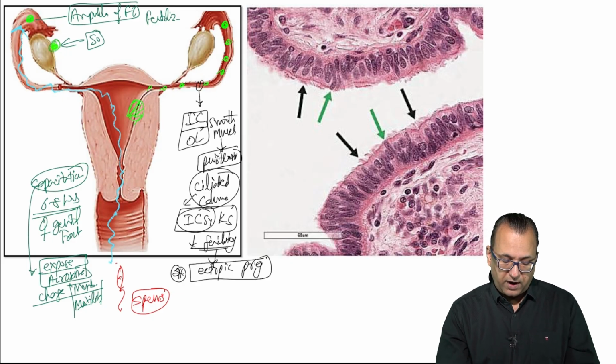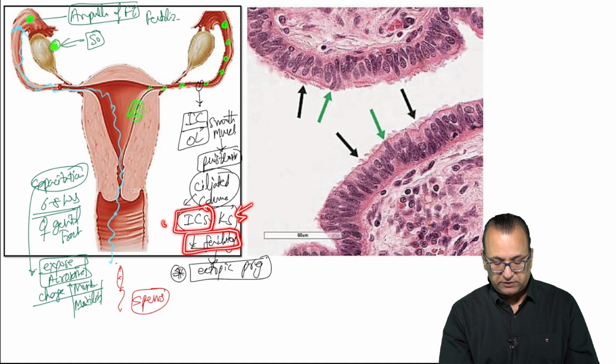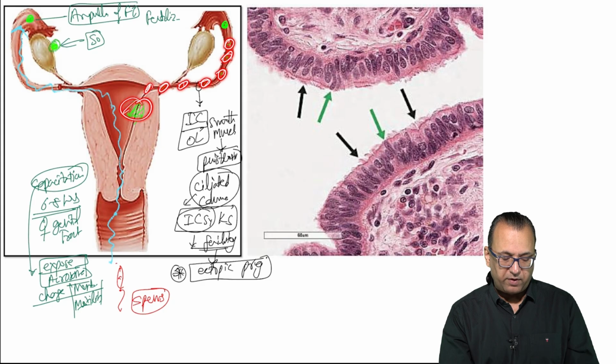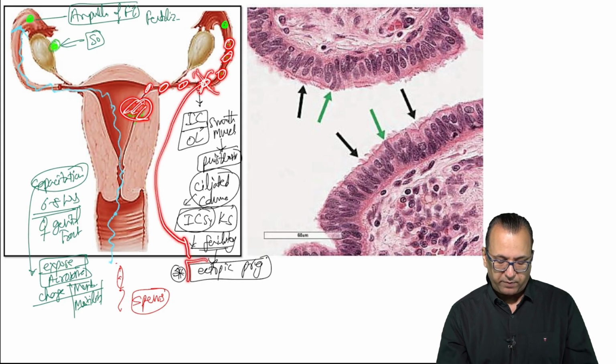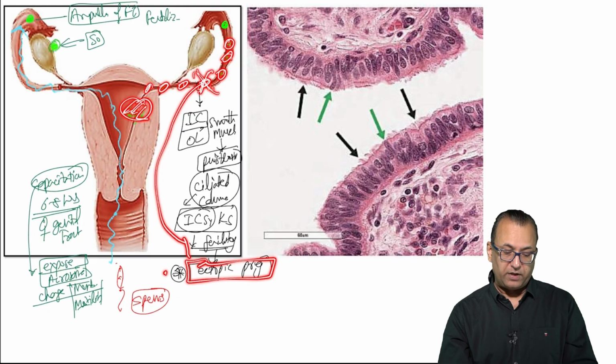So when you are talking about the immotile cilia syndrome or Kartagener syndrome, why there is decreased fertility? Because cilia are not moving the conceptus. The conceptus, if it doesn't move towards the uterus to be implanted here, it will be stuck here and resulting in what is called as ectopic pregnancy and decreased fertility.